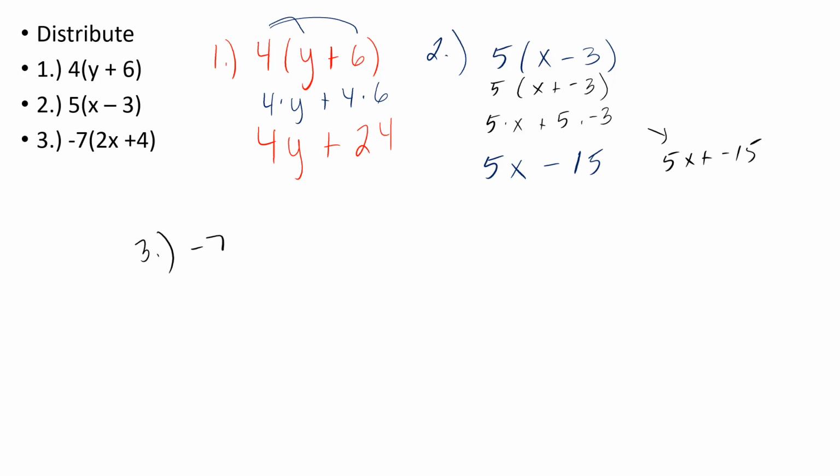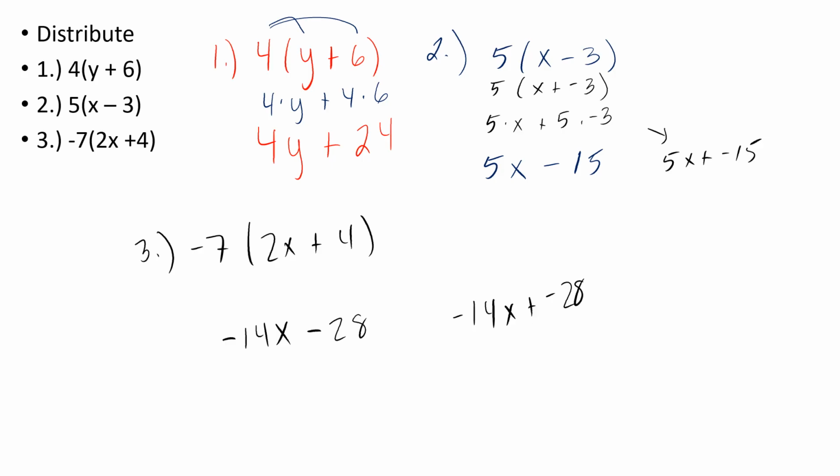Last one there, we have negative 7 times (2x plus 4). This one introduces the idea of maybe having a coefficient in front of the variable. So, minimum amount of work, you do negative 7 times 2 to get negative 14, and then you'd have negative 14x, and then you would have negative 7 times 4, which is negative 28, which you might go ahead and write as minus 28. You might also say negative 14x plus negative 28, because you've got that plus sign in the parentheses that you might retain.